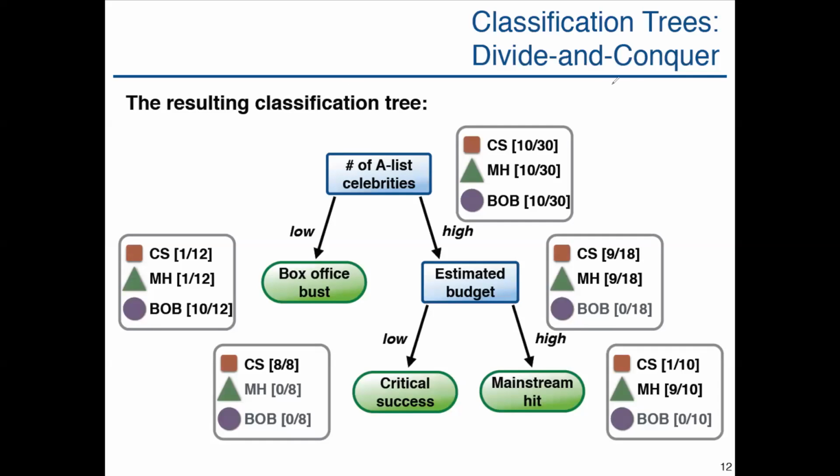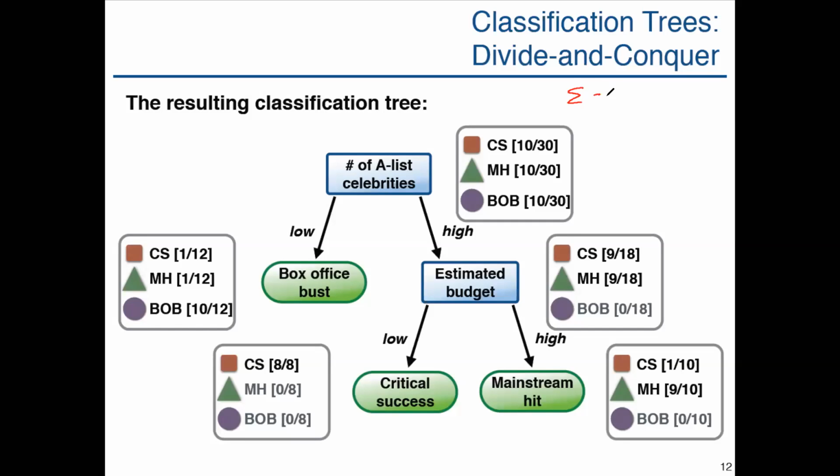Okay, so this is what the formula was. Sigma minus pi log of pi. अच्छा, सबसे पहले we need to understand what this pi means. Pi is basically the fraction of samples, the fraction of observations you have from a particular category.